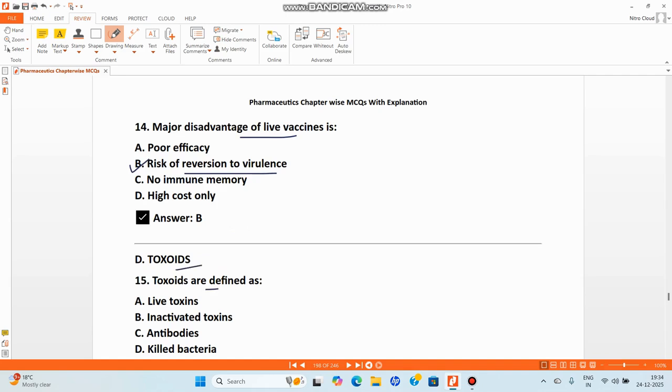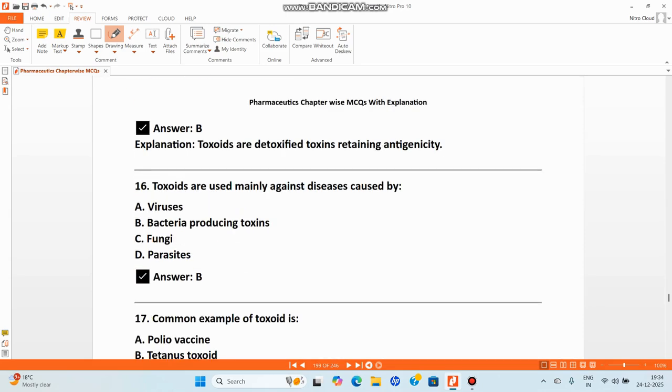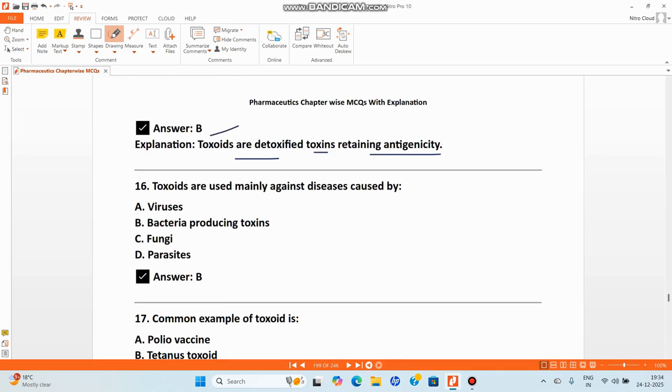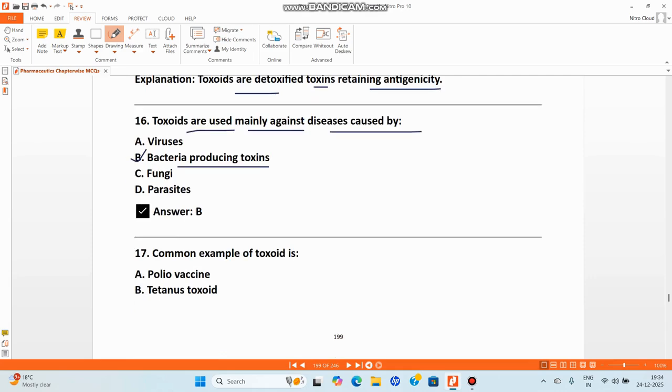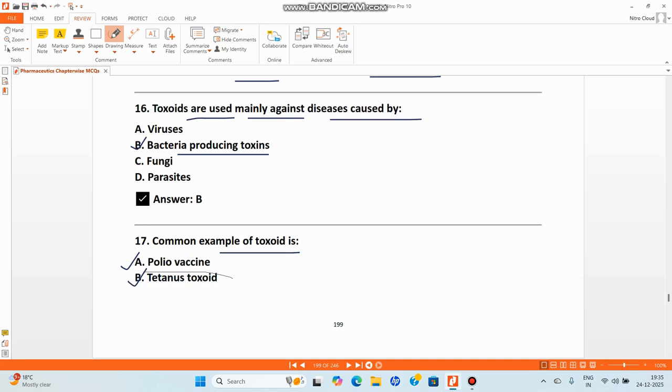And what is toxoid? Toxoid are defined as live toxin, inactivated toxin, antibodies, or killed bacteria. So toxoid are defined as B. These toxoid are detoxified toxin retaining antigenicity. Okay, so the answer here is B, inactivated toxin. And toxoid are usually used mainly against diseases caused by bacteria producing toxin. Common example of toxoid: polio vaccine, tetanus toxoid, rabies vaccine, and BCG vaccine. So the example is B, tetanus toxoid, right?